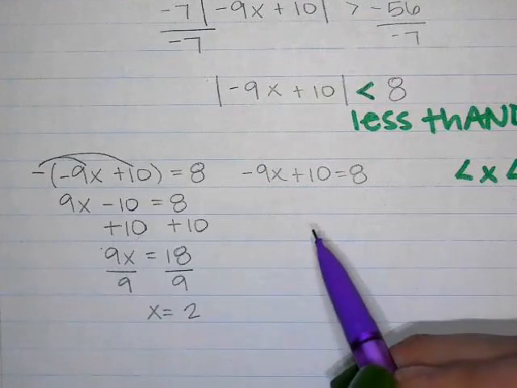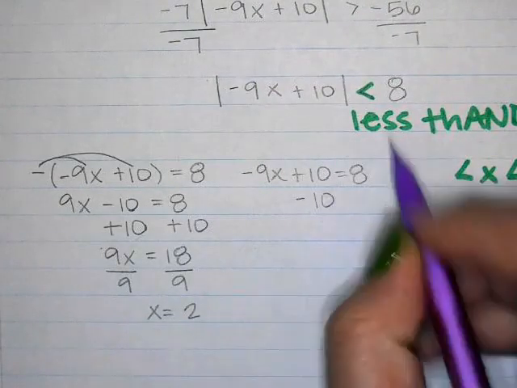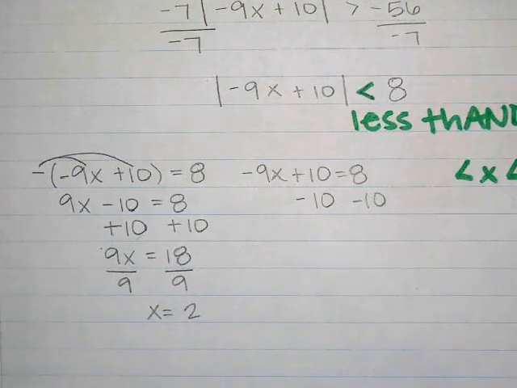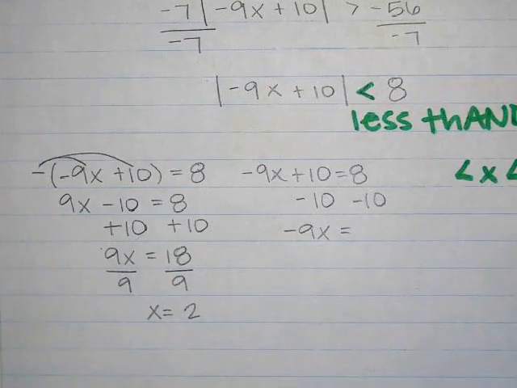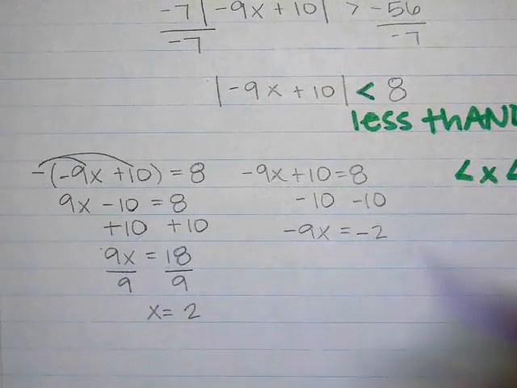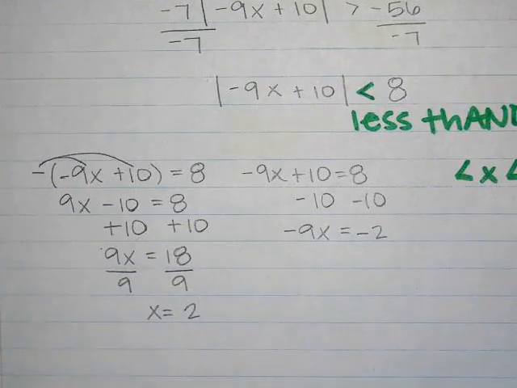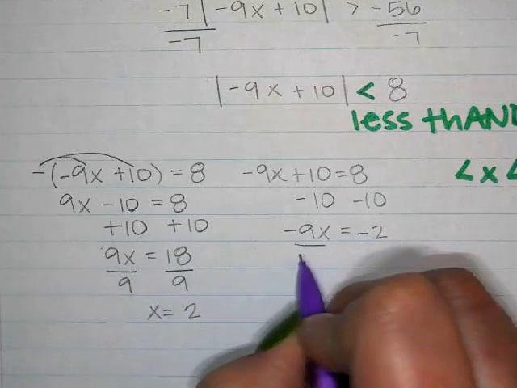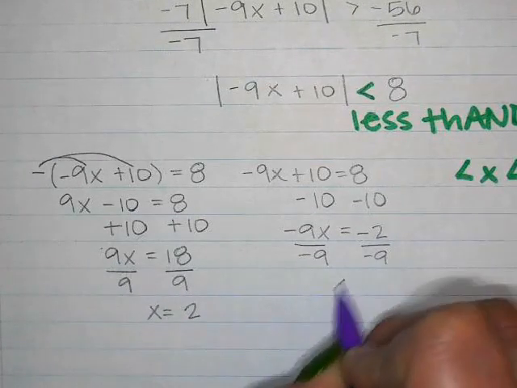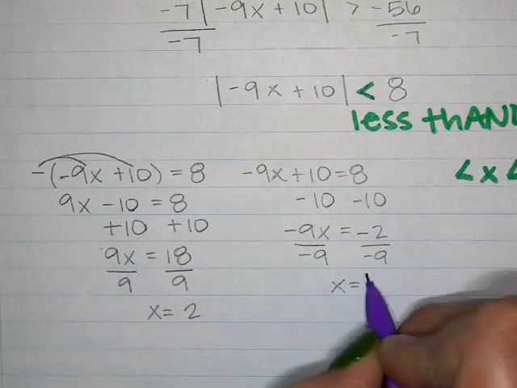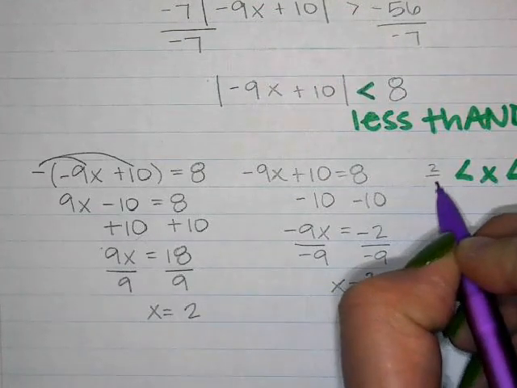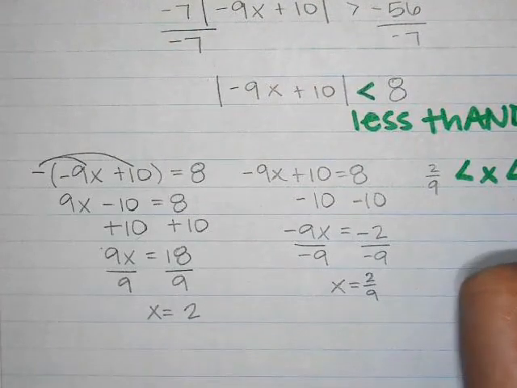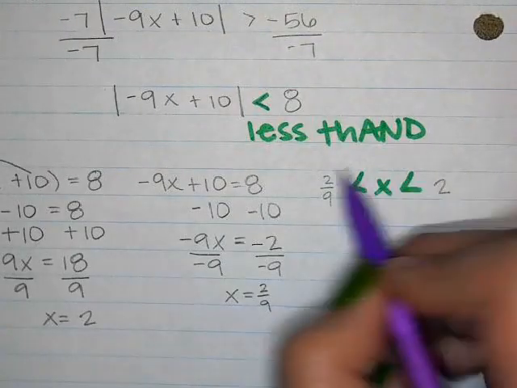All right. Minus 10. And then what should we do? Equals negative 2. Divide by negative 9. And x equals 2/9. Okay. Between those two answers, which one is smaller? 2/9. Okay, so 2/9 is going to go over here. And then 2 is going to go right there. So we just have to make sure we get the smaller answer to go on the left side.